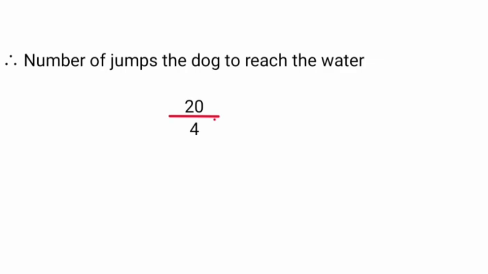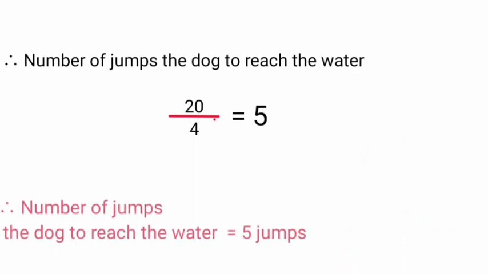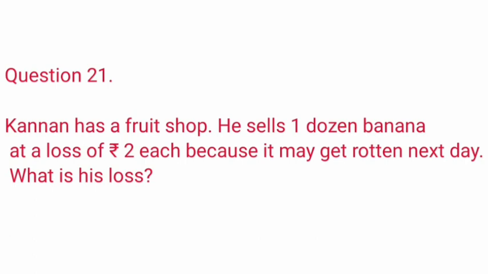To get the answer, we have to divide 20 by 4. Dividing 20 by 4, we get 5. Therefore, the number of jumps the dog takes to reach the water is equal to 5 jumps. Let's see the question number 21.